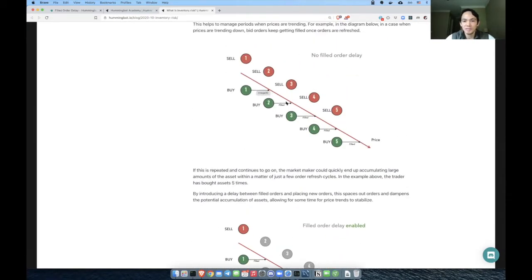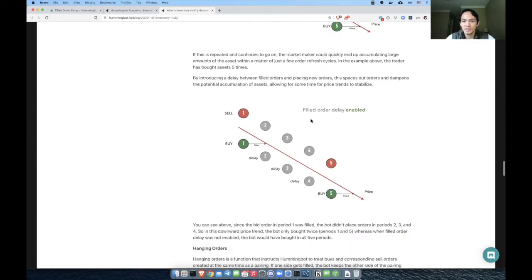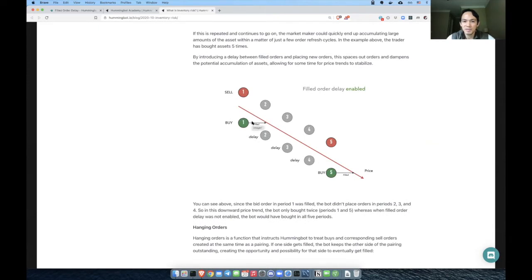I would have bought the asset five times in a row because the market was trending that way. Whereas if we add this delay, you can add a buffer of time. So here, same market conditions, same behavior. The only difference is I had introduced this delay. And so what this does is, instead of having those five buy trades filled sequentially, it puts a space in that. So I won't have two that are filled. Here, orders 2, 3, and 4 were never placed, and it only placed it later once that filled delay period lapsed.